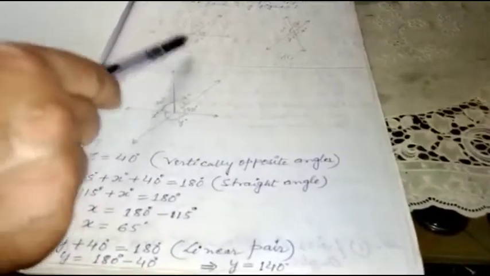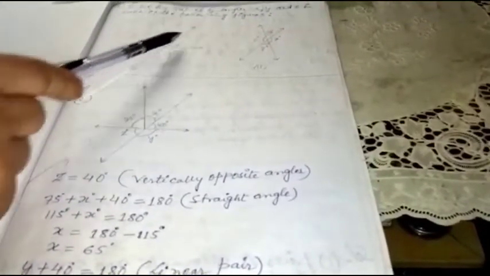To find out the value of y, we can do it by taking z plus y, or 40 plus y. I have taken it this way. This being a linear pair, 40 plus y is equal to 180. So y we keep on the left hand side, 40 will be transferred to the other side, and 180 minus 40 gives y equal to 140 degrees. Hence we have found the values of x, y and z.